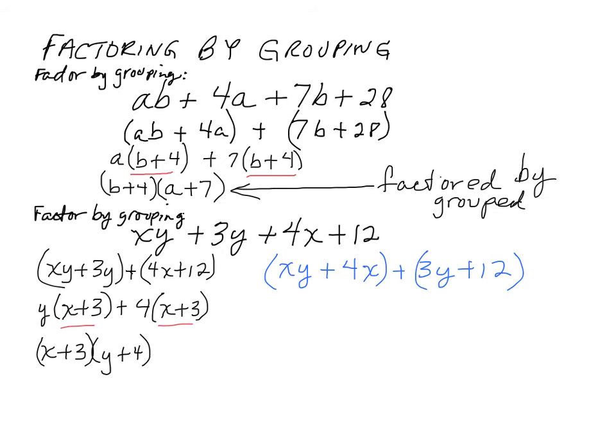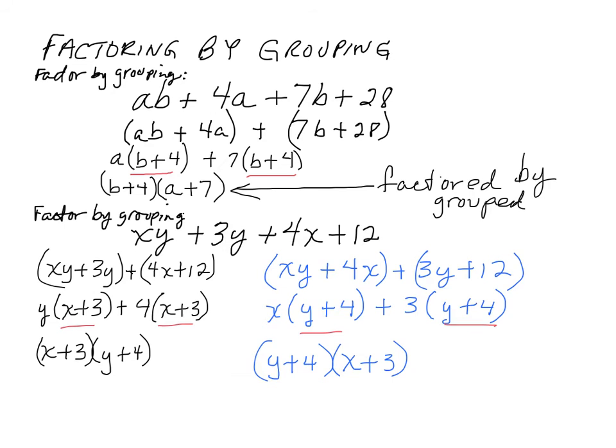Now I can group them with parentheses so I can factor out an x, which will leave me y plus 4, and I can factor out a 3, which will leave me y plus 4. But now they both have a y plus 4. So I can factor out y plus 4, and I'm left with x plus 3.